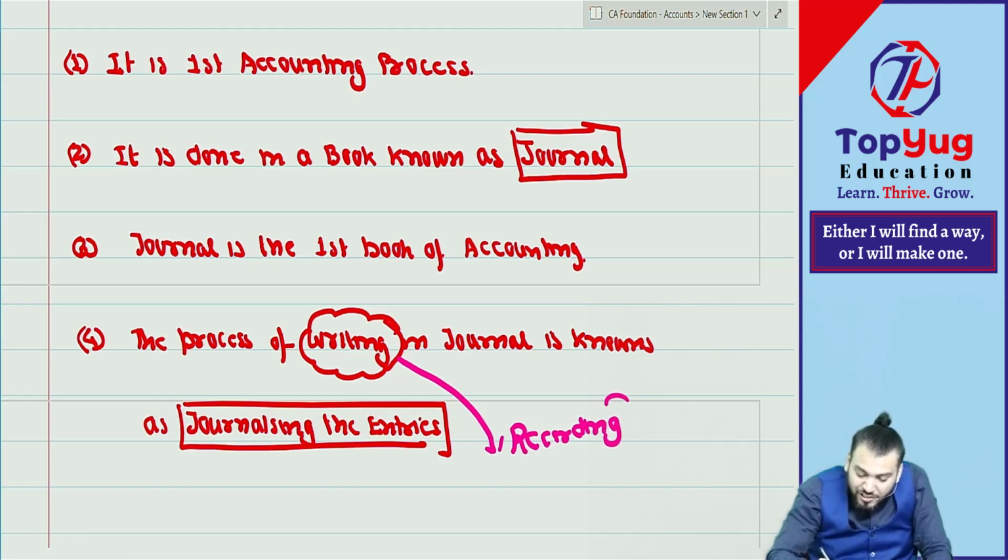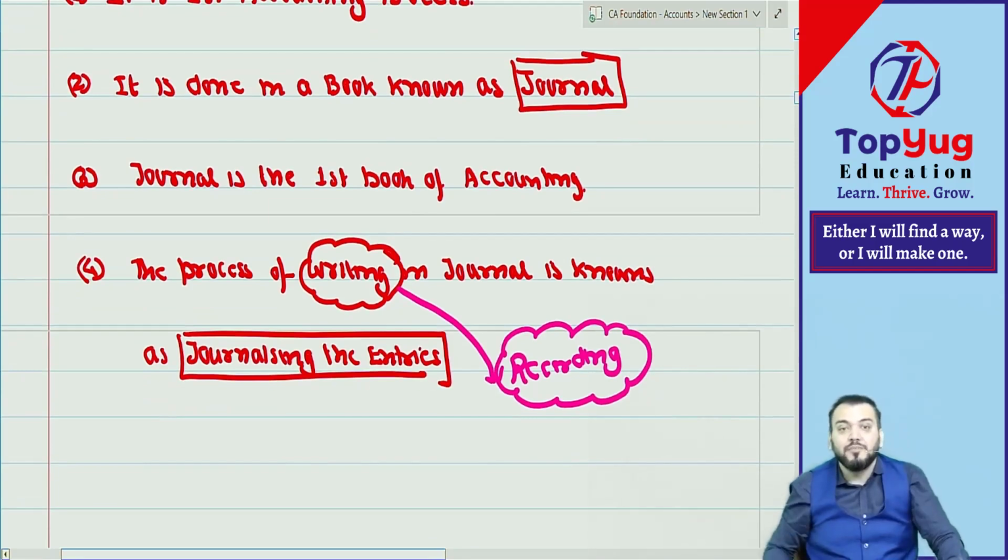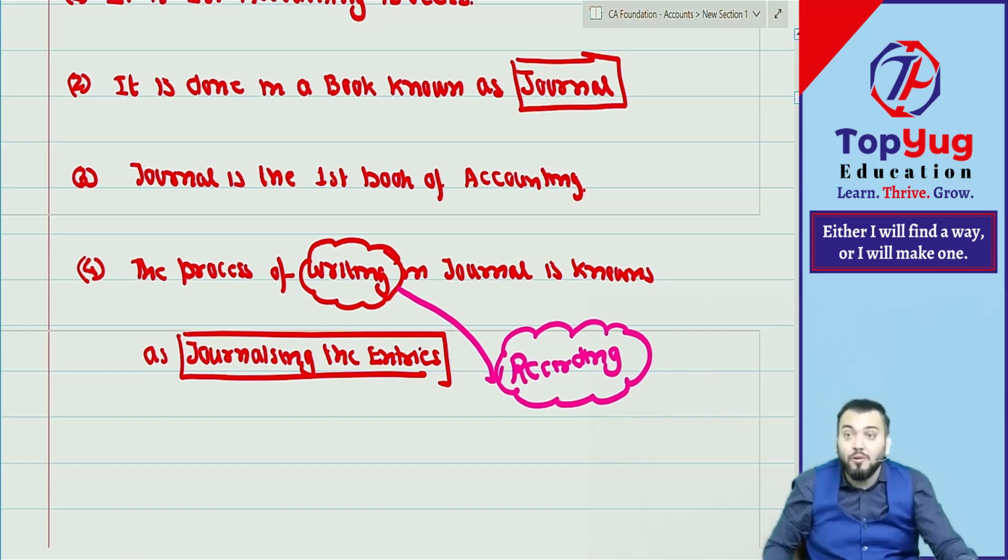Is known as what? Journalizing the entries. And that writing skill we need to understand. What is the art of journalizing? How to journalize the entries? That we need to understand.